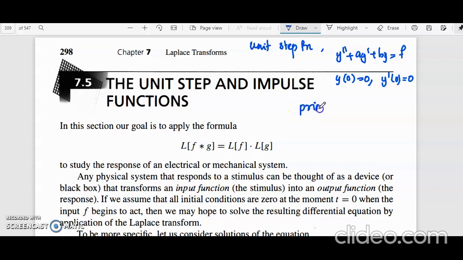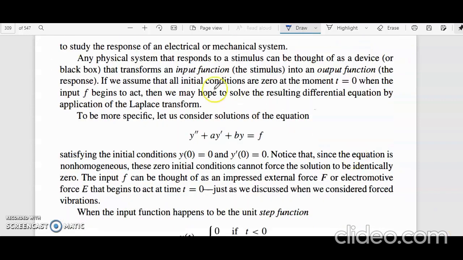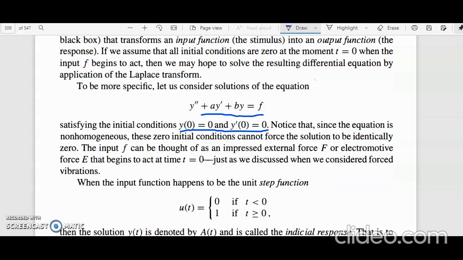So we will see a principle called the principle of superposition for solving equations of this type. So we'll just go through the method. Okay, so this is the problem we are having. You have the equation y double dash plus ay dash plus by equal to f, which is satisfying the conditions y at 0 equal to 0 and y dash of 0 equal to 0.